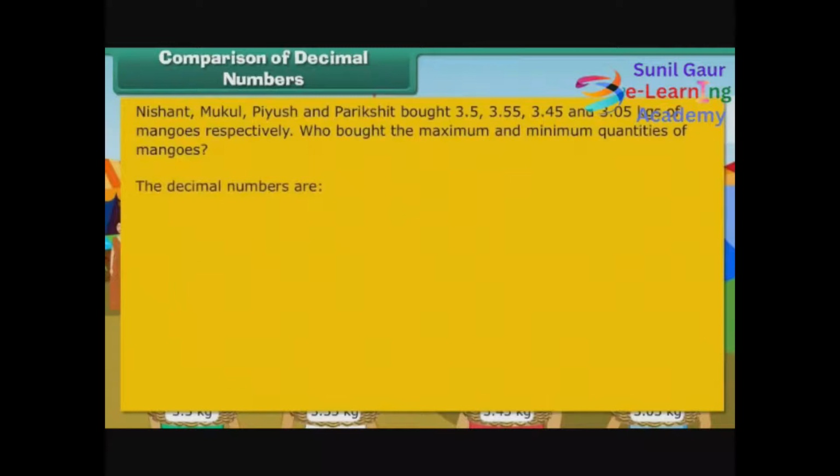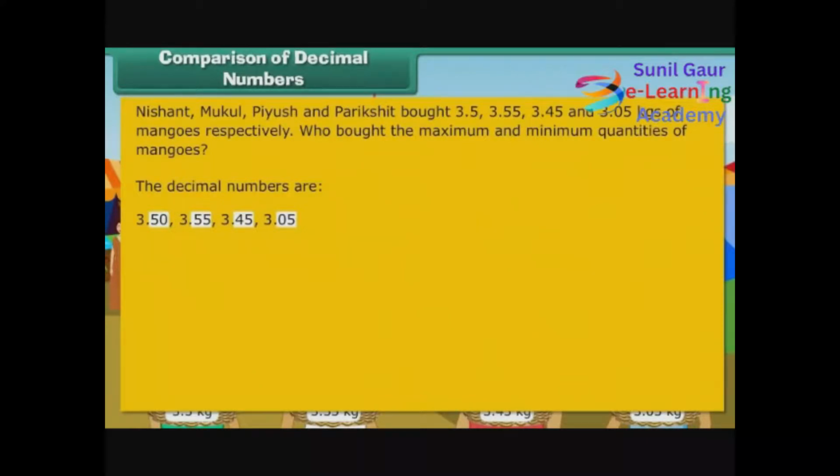The decimal numbers are 3.5, 3.55, 3.45, 3.05. Let us rewrite the numbers so that all of them have the same number of digits after the decimal point. So, we have 3.50, 3.55, 3.45, 3.05. All the numbers have 3 to the left of the decimal point. Therefore, we arrange them on the basis of the digits after the decimal point.